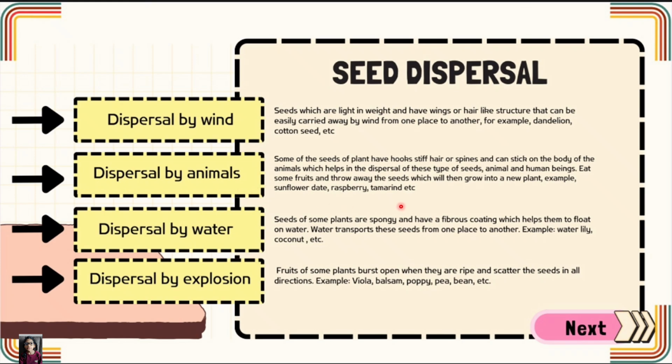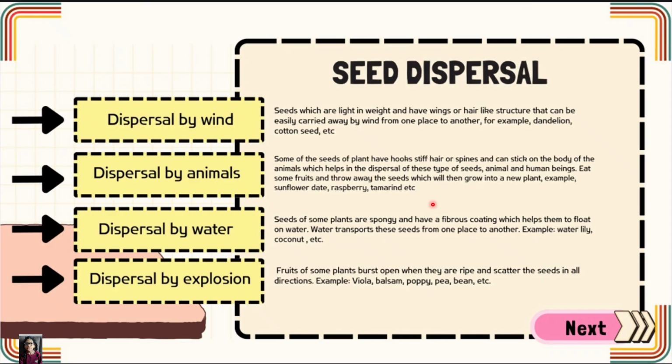Dispersal by animals. Some of the seeds of plants have hooks, stiff hair or spines and can stick on the body of animals, which helps in the dispersal of these types of seeds. When human beings eat fruits and throw their seeds away, this is also helpful for the reproduction of plants.